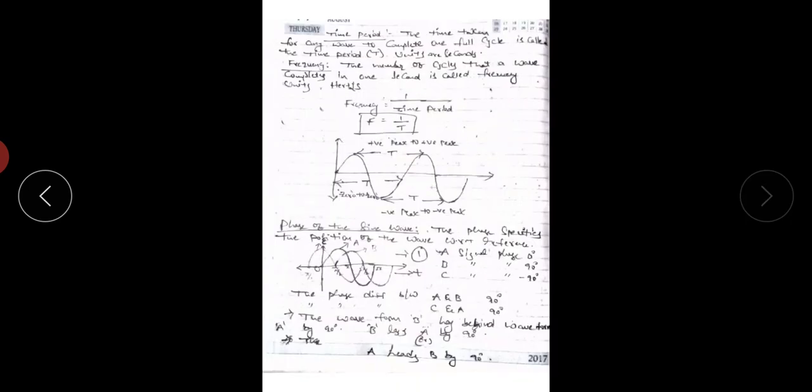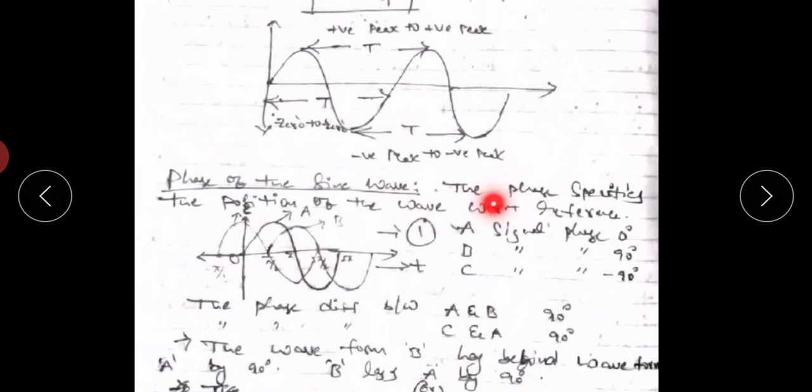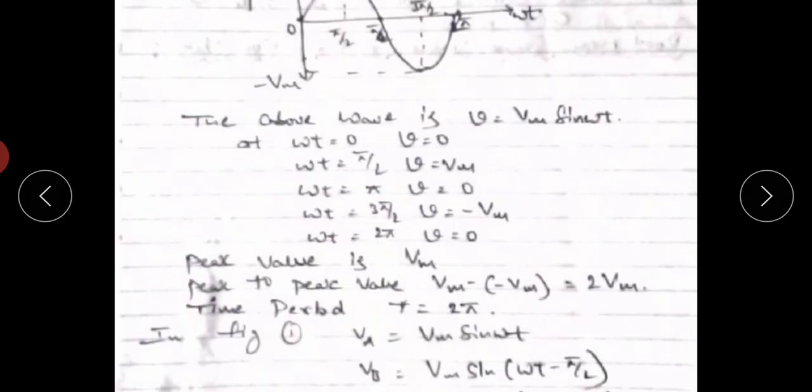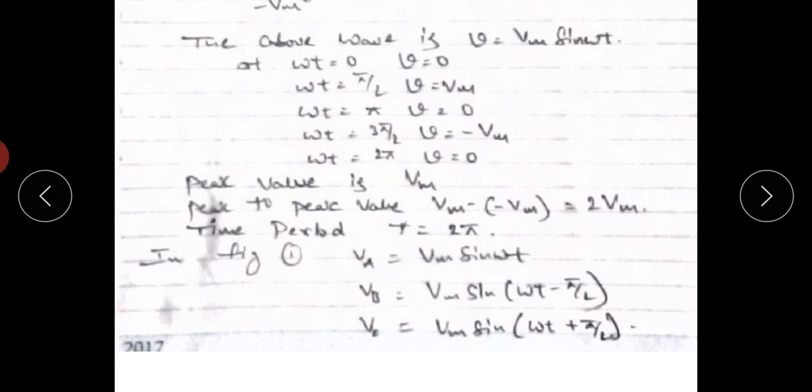Okay, next one, C signal. It starts at omega t equals minus pi by 2. In equation form, Vc equals Vm sin omega t plus pi by 2. So here three waveforms are there. First, Va equals Vm sin omega t. Next, Vb equals Vm sin omega t minus pi by 2. Vc equals Vm sin omega t plus pi by 2. If we substitute different values of omega t, we get values, and by using those values, if we draw the waveforms, we get these A, B, C waveforms.